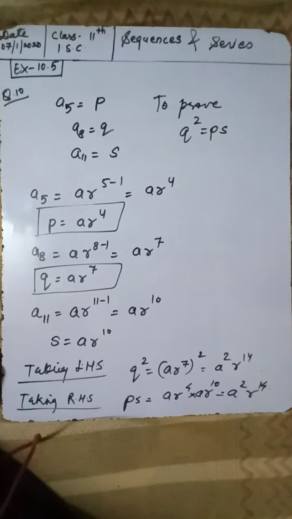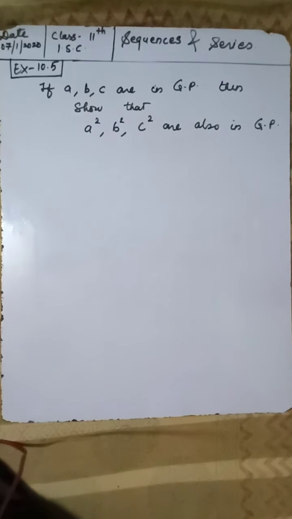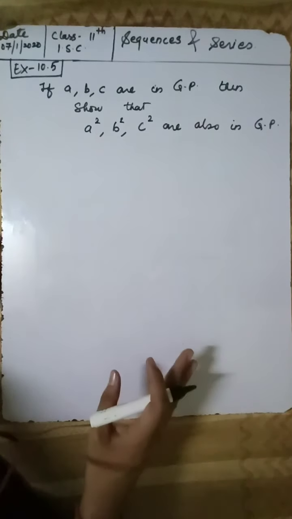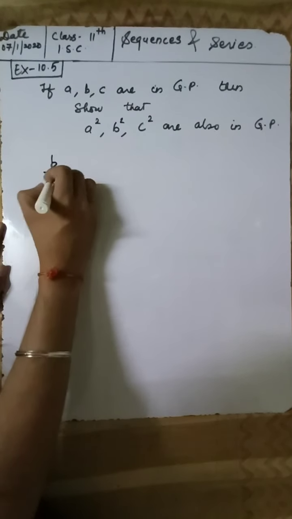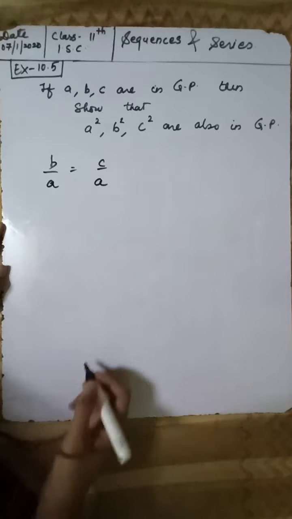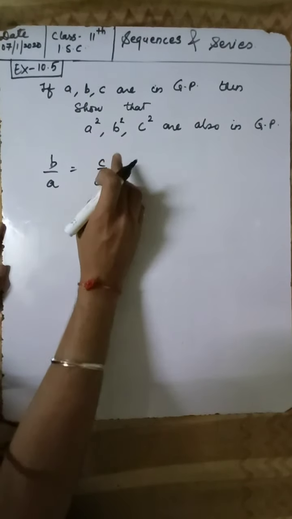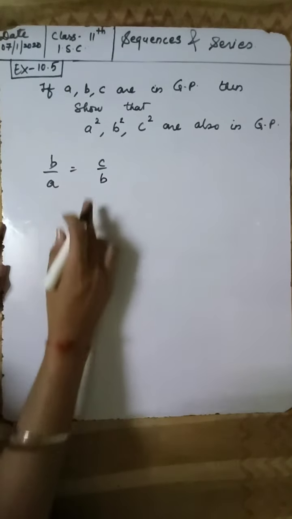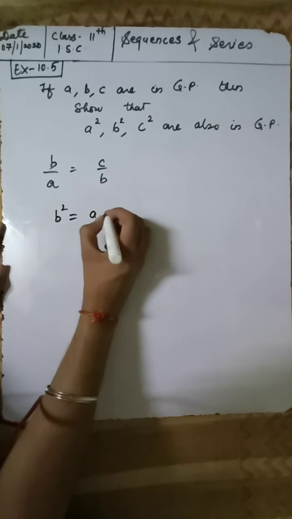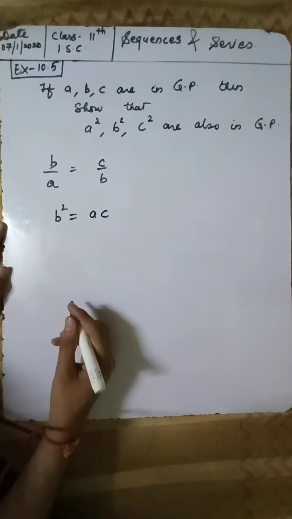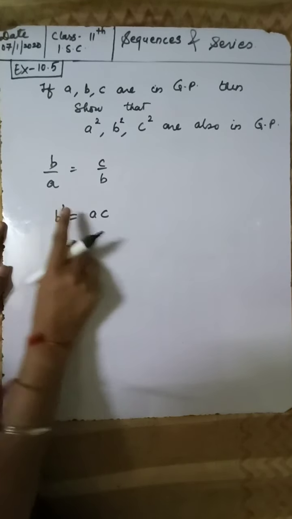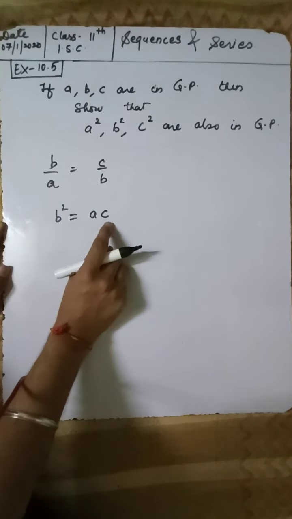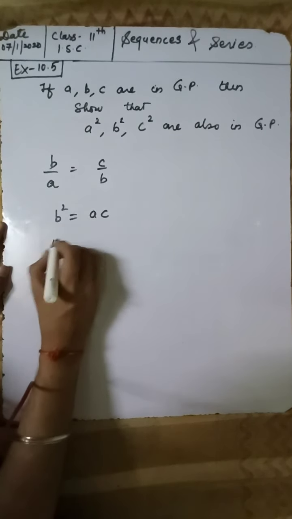Here is the next question: if a, b, c are in GP, show that a square, b square, and c square are also in GP. If a, b, c are in GP, can we write b upon a is equal to c upon b? Sorry, b upon a is c upon b. Taking b to that side, it will be b square equal to ac. We need a square, b square, c square. Here b is squared, but a and c are not, so we need to square both sides. So just square.